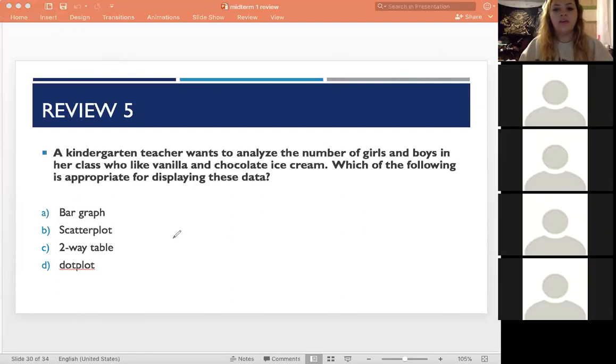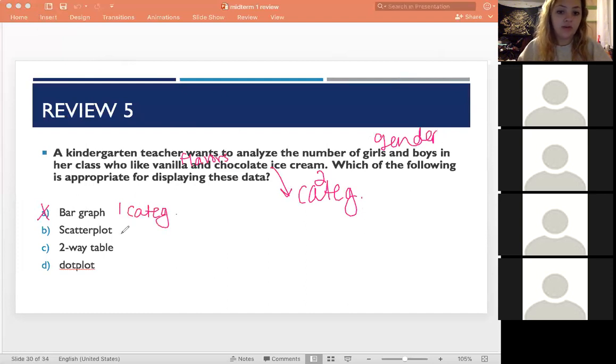Amazing. Good job. So flavors, as I was talking about earlier, is going to be a categorical variable. But in this case, we have two because we are talking about gender and flavors. So we have two categorical variables. So a bar graph won't work because it is good for categorical, but that's for one categorical. So no bueno. Scatter plot is for quantitative, so we don't want that. Dot plot is also for quantitative, so we don't want that either. C is the correct answer because that is for two categorical. So that's why we can use a two-way table there.